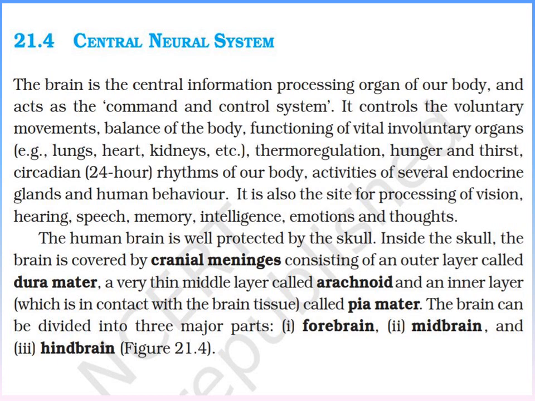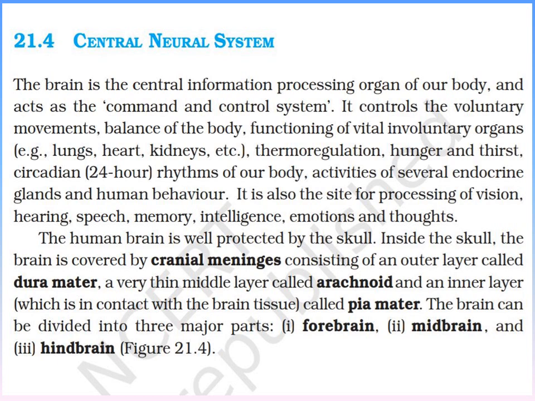It is also the site for processing of vision, hearing, speech, memory, intelligence, emotions, and thoughts. Since, as far as the functions are concerned, it appears to be a very important processing organ, it has to be carefully protected, and this protection is done by the cranial meninges, which consist of an outer layer of duramater, a very thin middle layer called the arachnoid, and an inner layer which is in contact with the brain tissue called the piamater. The brain can be divided into three major parts: the forebrain, the midbrain, and the hindbrain.